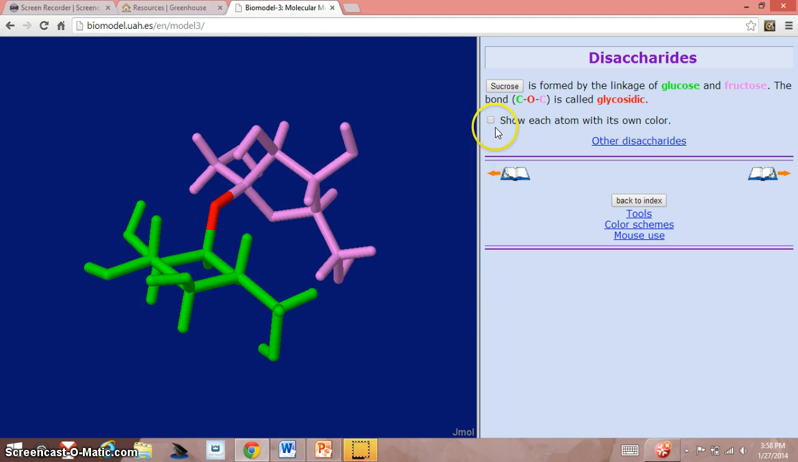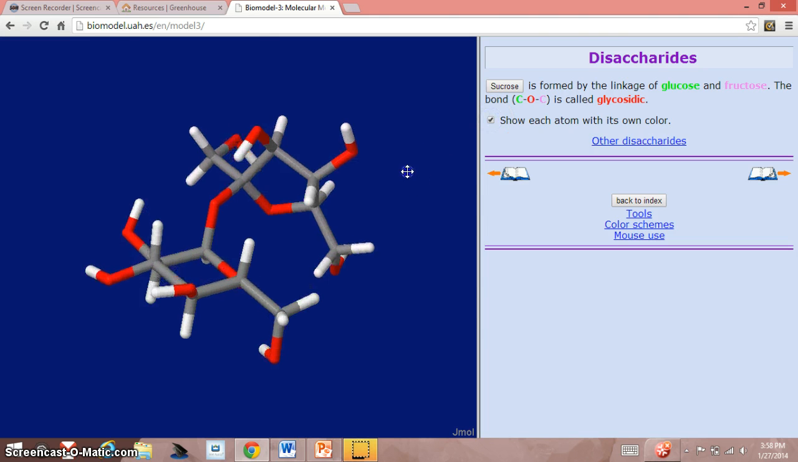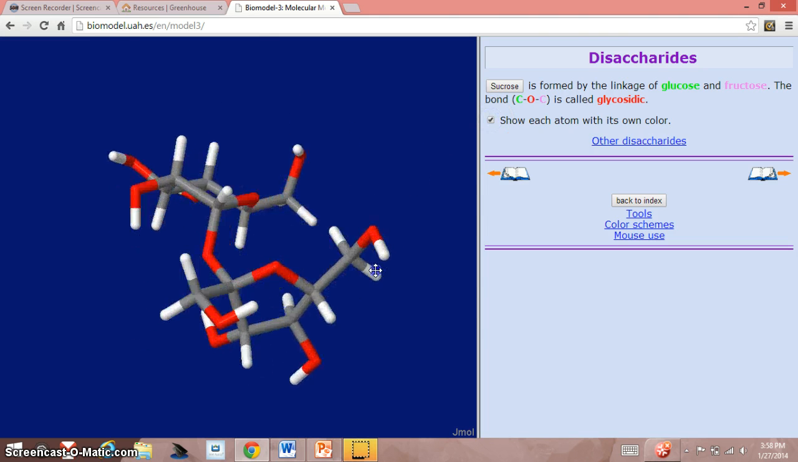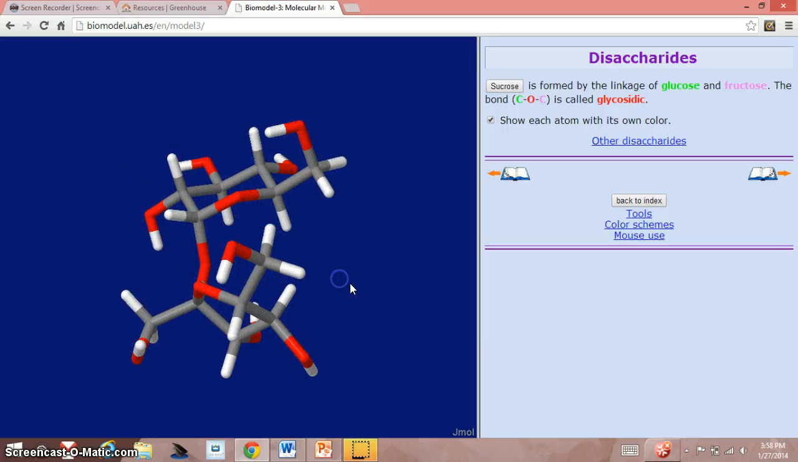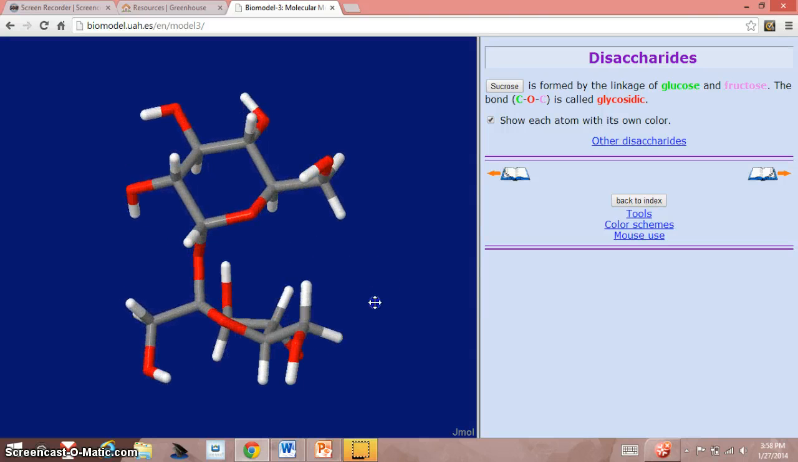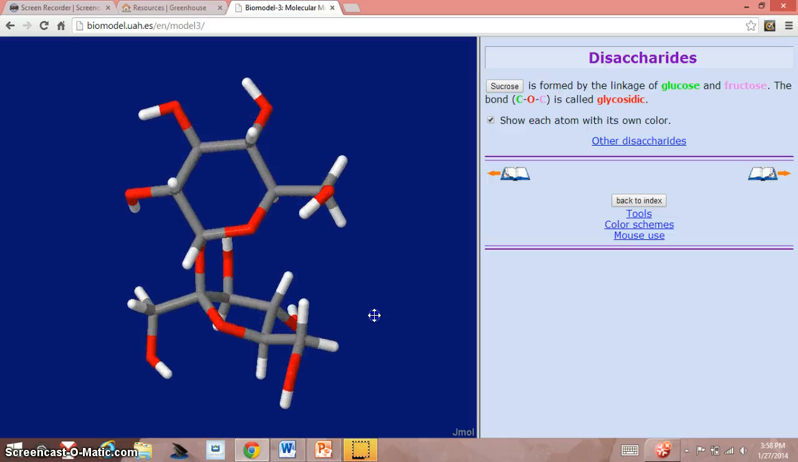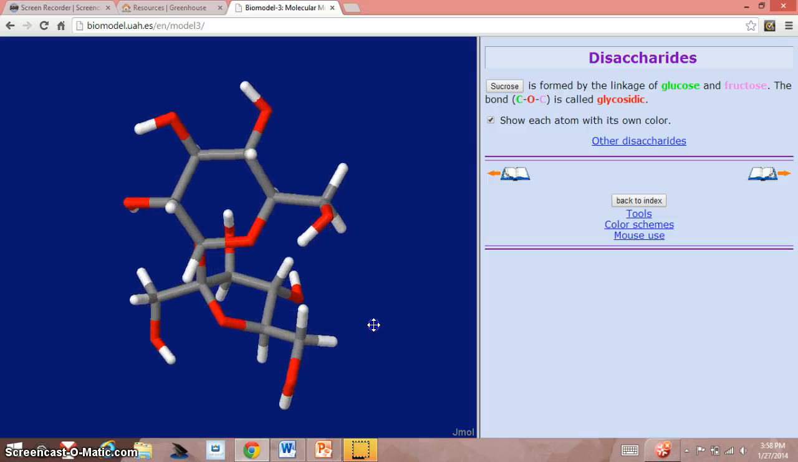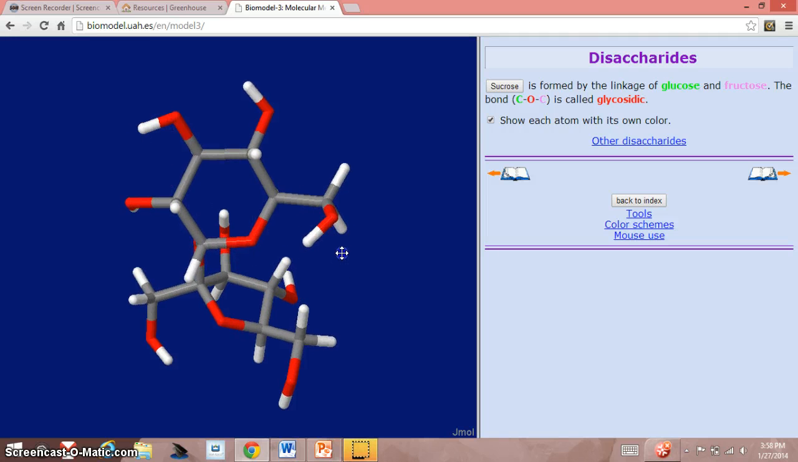Okay, so we're going to click this box here that says show each atom in its own color. And there they all are. So the next thing that you're asked to do is count up the total number of carbons. So I'm going to show this view to you right now so that you can count up the ones in this molecule of glucose that are here. Pause it if you need to.